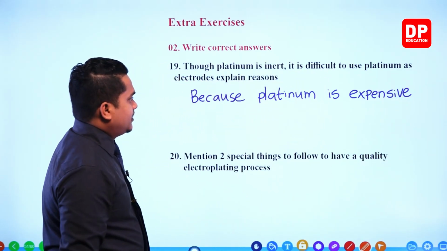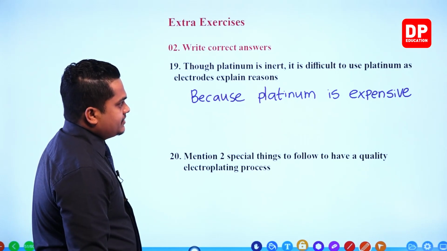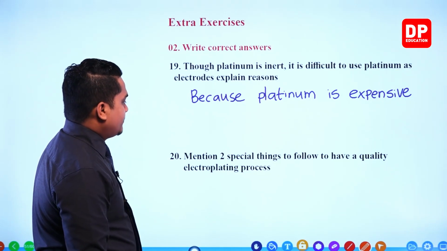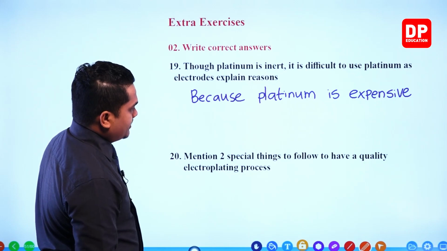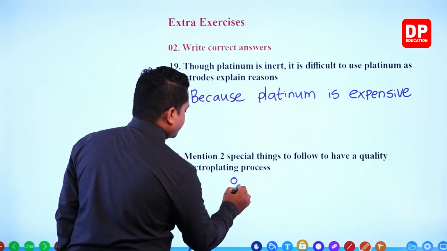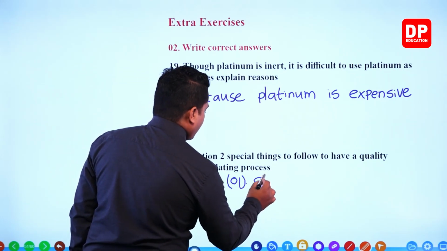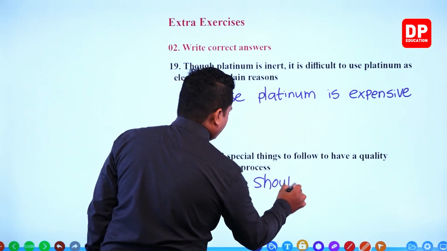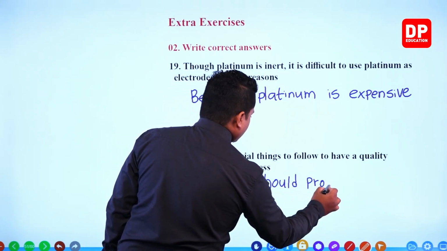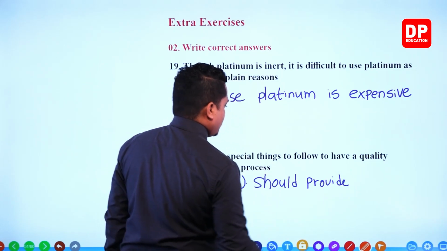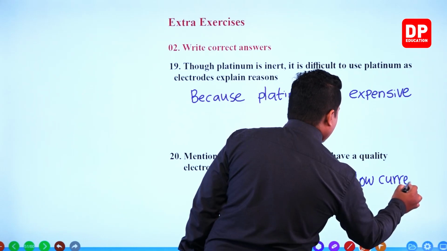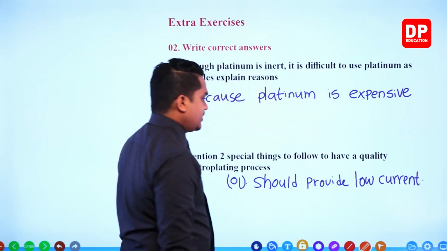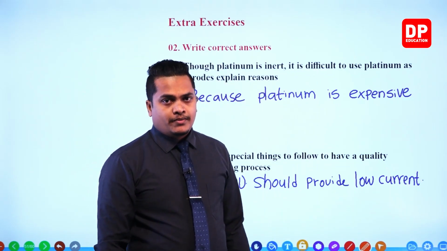This is the reason, because platinum is expensive. Next one, mention 2 special things to follow to have a quality electroplating process. Number 1, should provide low current. Low current means, my dear children, like I said in the previous case also, low current means low potential difference.